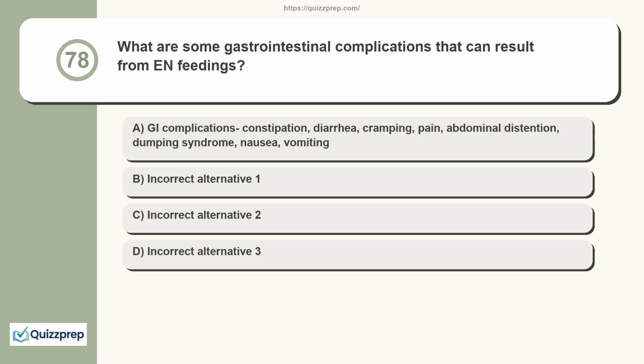Question 78. What are some gastrointestinal complications that can result from enteral feedings? GI complications: constipation, diarrhea, cramping, pain, abdominal distension, dumping syndrome, nausea, vomiting.